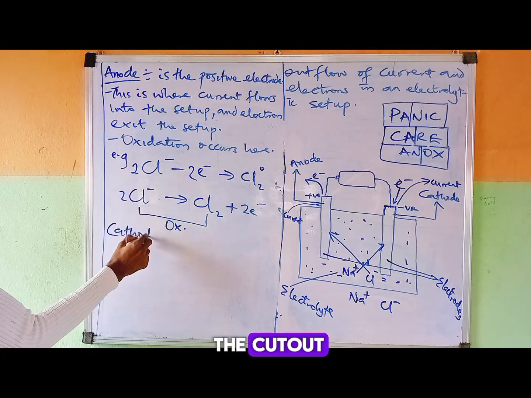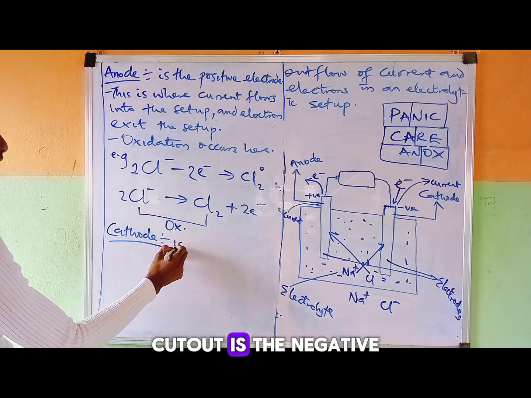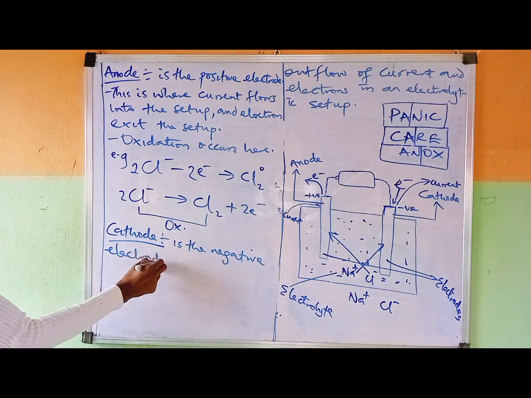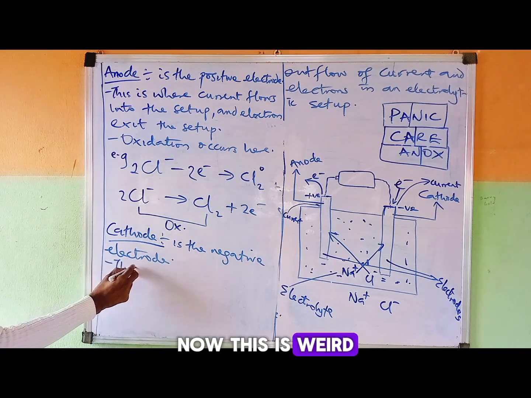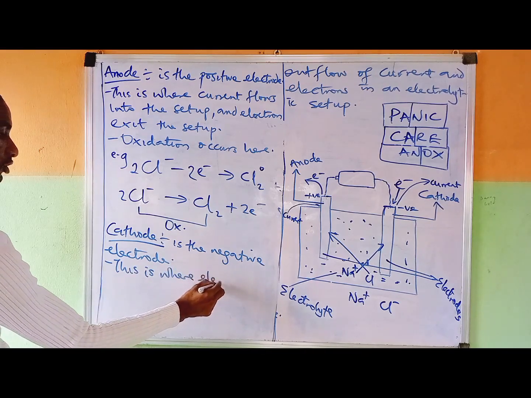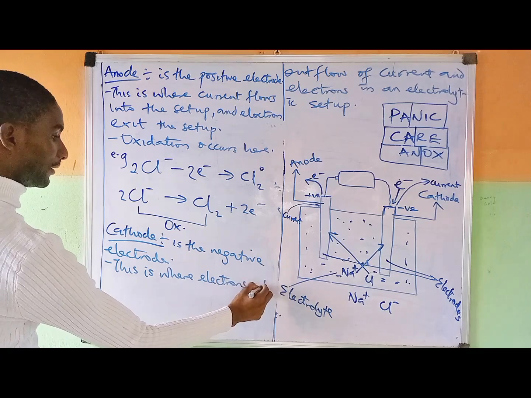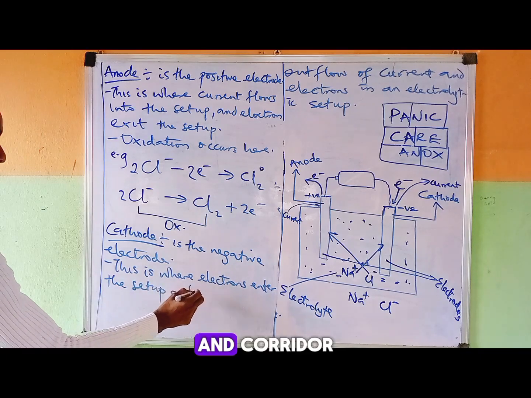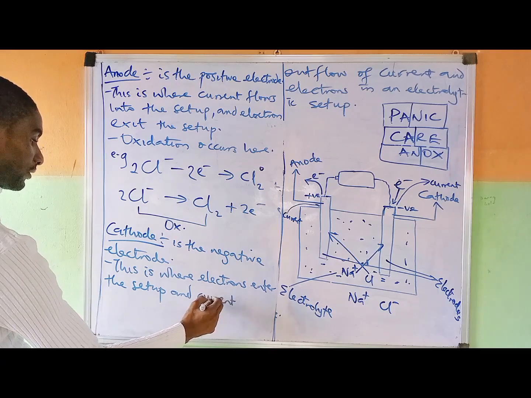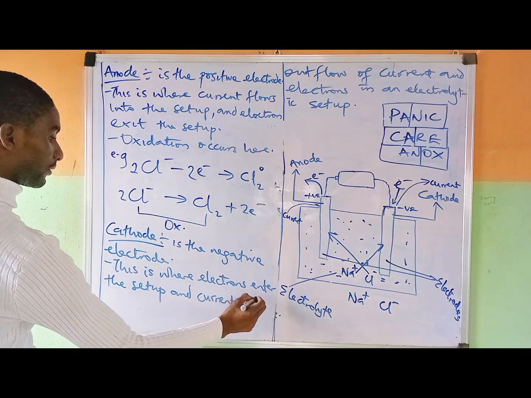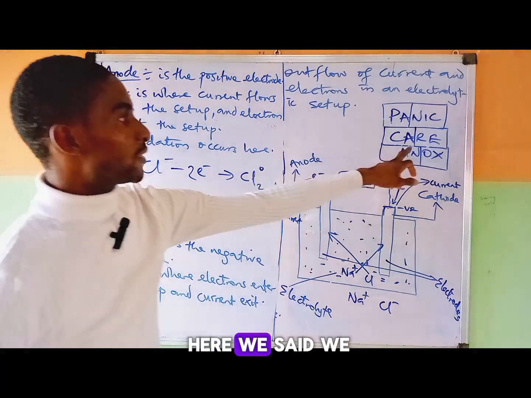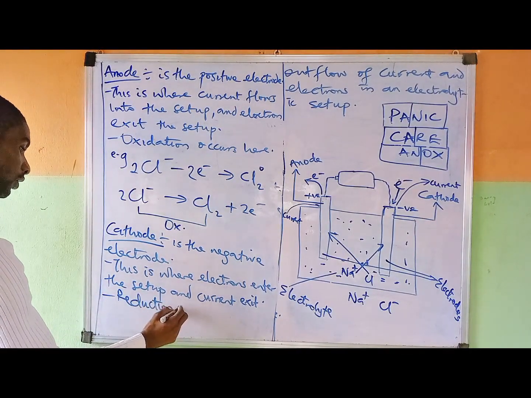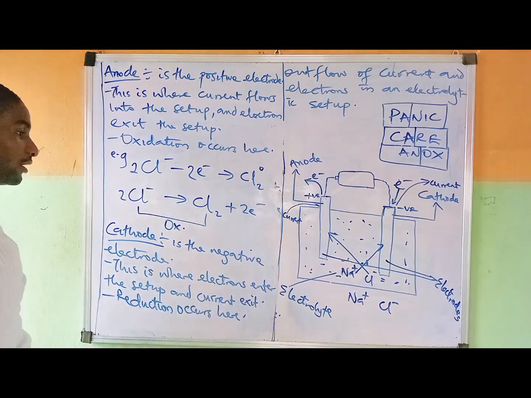While the cathode is the negative electrode. This is where electrons enter the cell and current exits. And of course, from here we said reduction occurs at the cathode. So reduction occurs here. How does reduction occur?